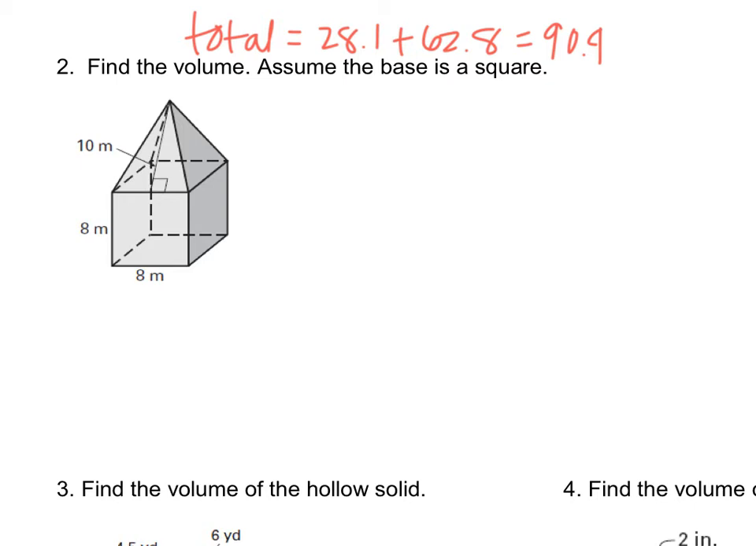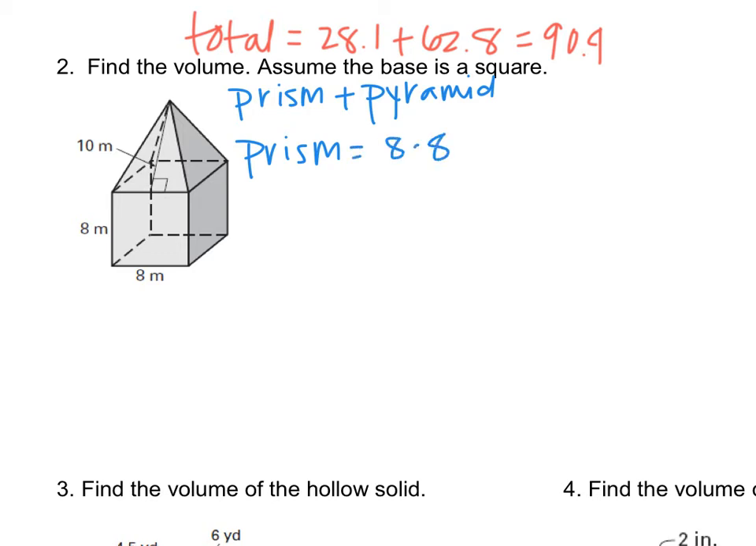So very, very similar, just a prism and a pyramid. So the prism is the base, it's the cube, plus the pyramid. So the prism is super easy because all the sides are the same length. So length times width times height, they're all 8 because it says it is a square. So 8 times 8 times 8, 512. Pyramid, we're going to have to do a little bit more work for.